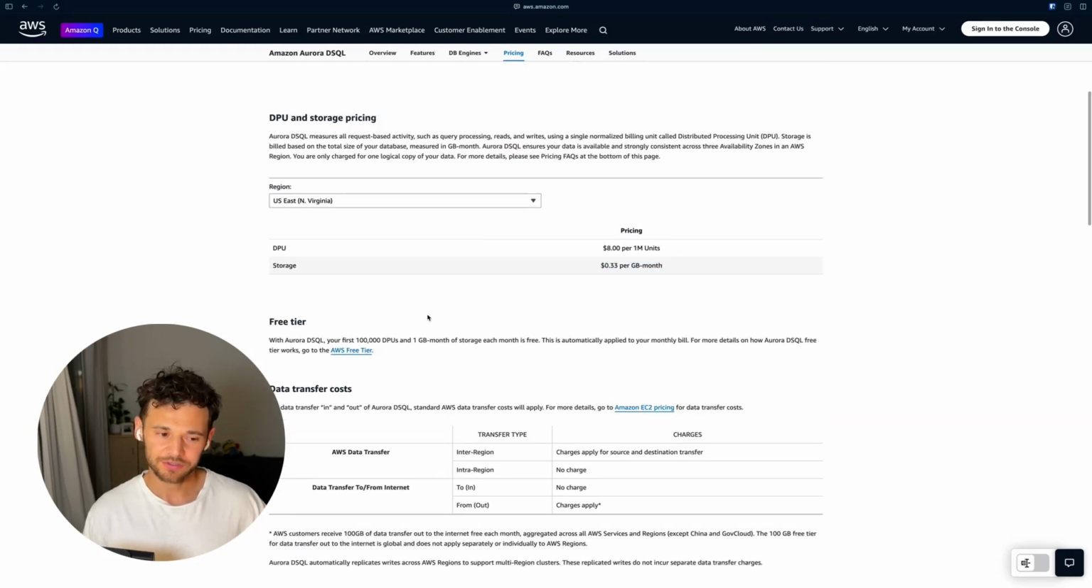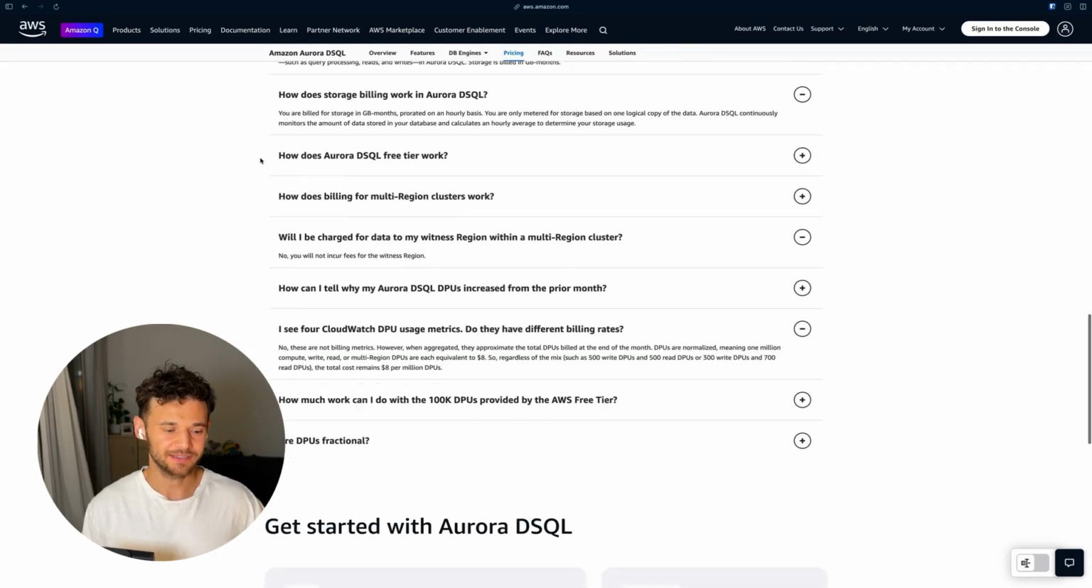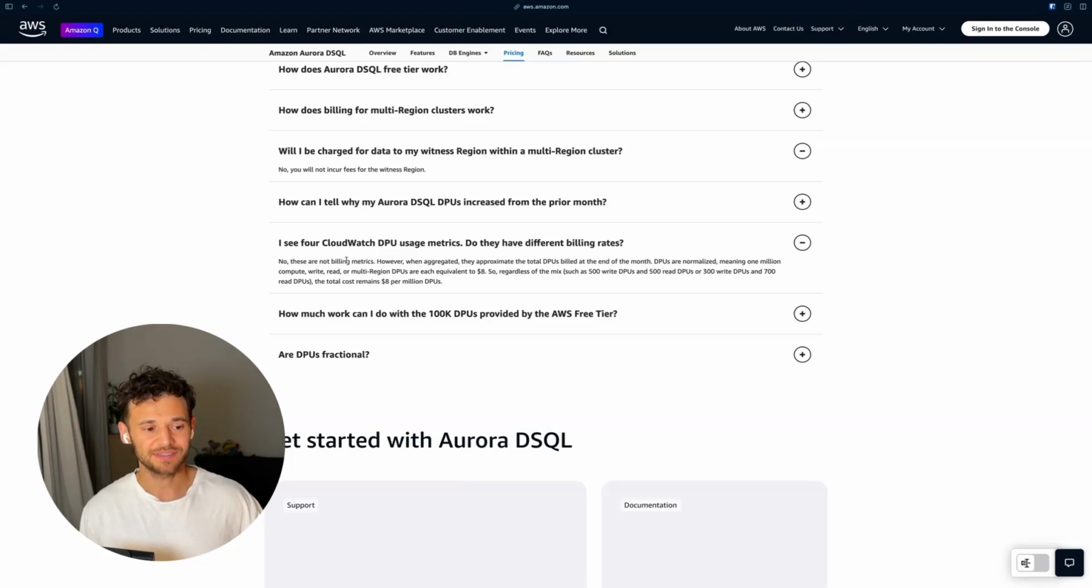But what I actually wanted to understand is what is a DPU? And here it's a single normalized billing unit called distributed processing unit, okay? But we're still not sure what a DPU actually is. And if you look further, we can see in the FAQs one question which says, okay, I see 4 CloudWatch DPU usage metrics. Are these my billing rates? And they say kinda no and kinda yes, because they're not the official billing rates, I think, but these are the DPUs we are billed on.